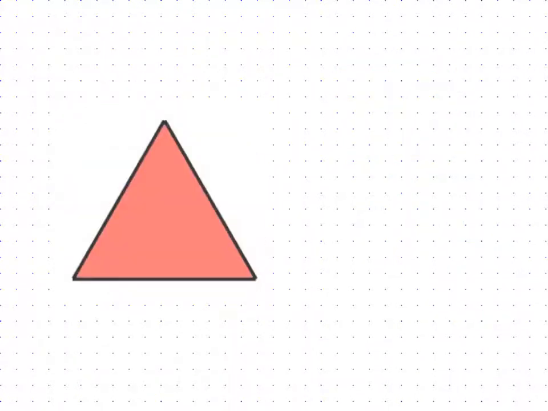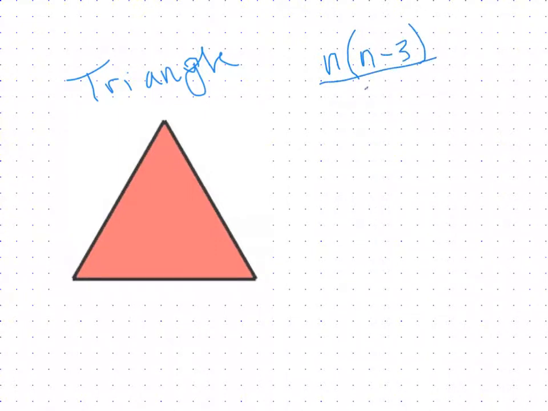What about a shape like this? A triangle. We all know triangles. Let's write it. Triangle. All right, that's a G. A triangle. Now we can use the same formula, number of sides times number of sides minus 3 divided by 2. Well, standard triangle, all triangles have 3 sides. 3 times 3 minus 3 divided by 2.